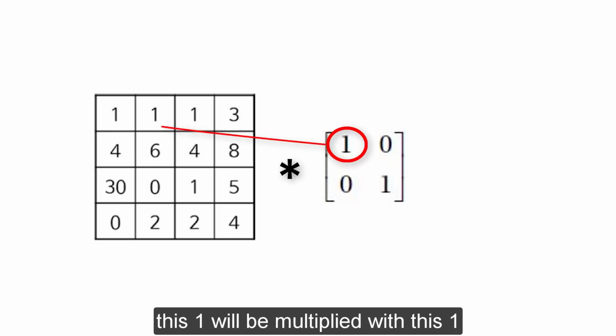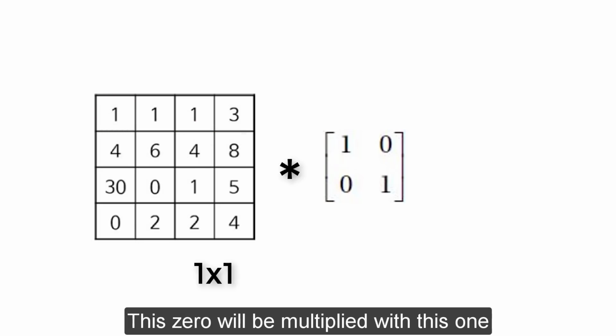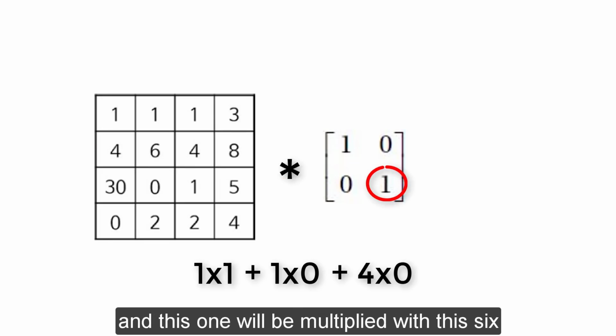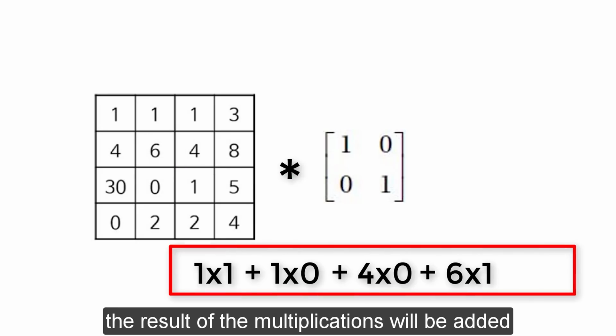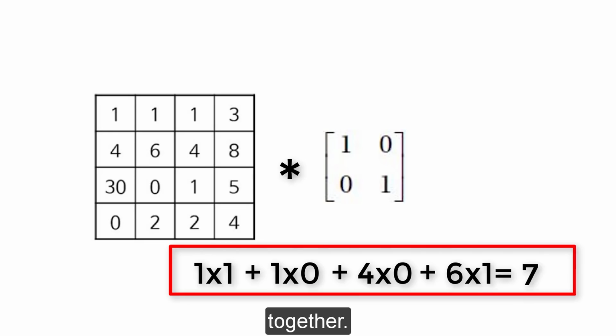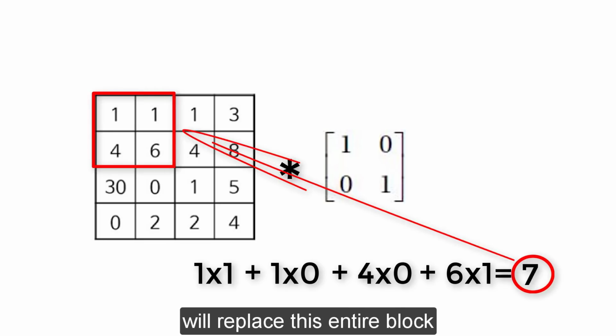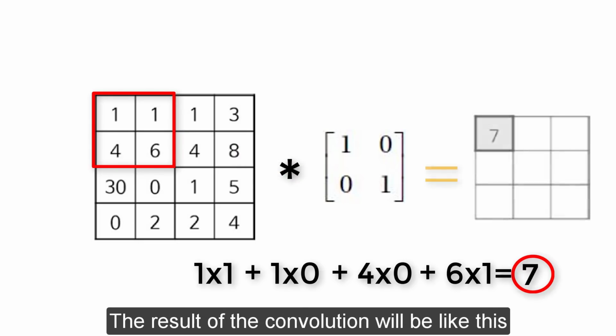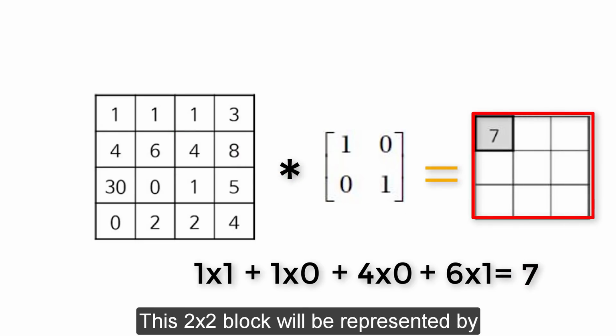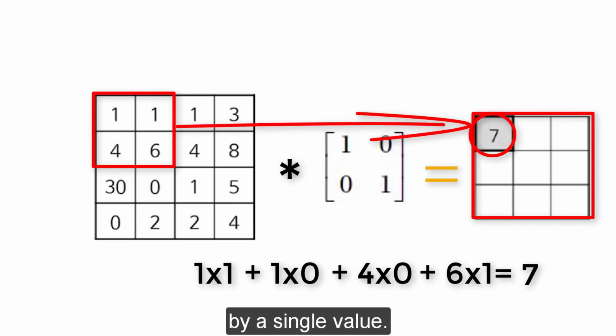This 1 will be multiplied with this 1. This 0 will be multiplied with this 1. This 0 will be multiplied with this 4, and this 1 will be multiplied with this 6. The results of the multiplications will be added together, and the value of that addition will replace this entire block. The result of the convolution will be like this. This 2x2 block will be represented by a single value. In this case, that is 7.